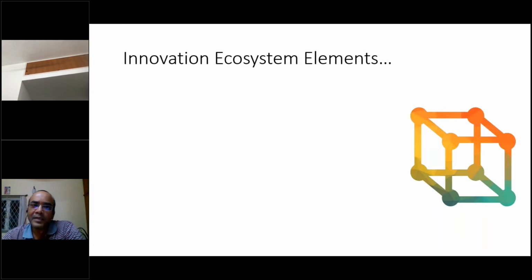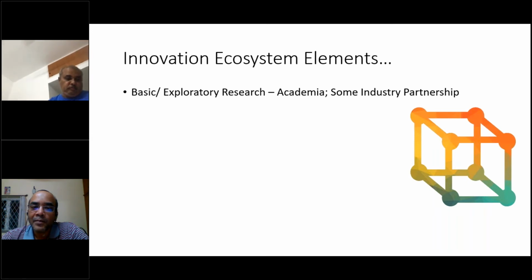So when it comes to the innovation system elements, what are the various things that make this all work together? We talked about the environment, we talked about the ecosystem. So what is this ecosystem made of? One is you certainly need the R&D work to be done, right? You need the exploratory research, the basic research to happen, and that's obviously something academia is very well versed in, and they've been very successful at that. And there is some element of industry partnership there.